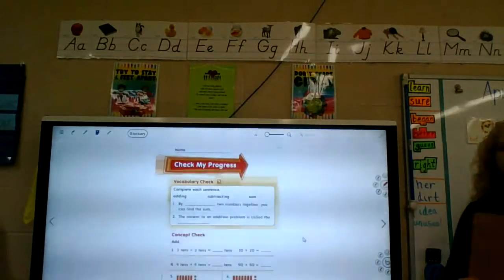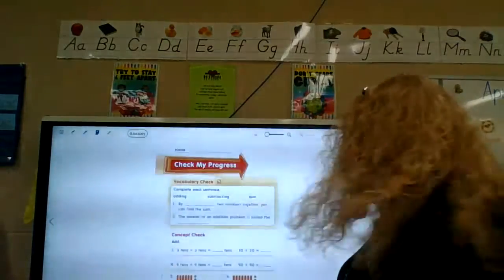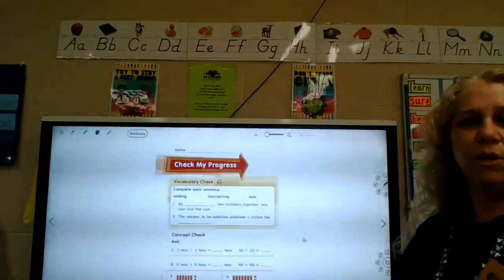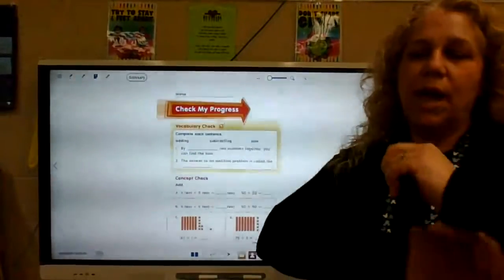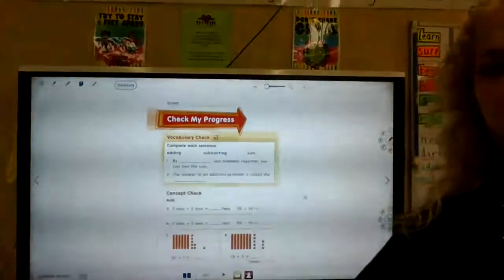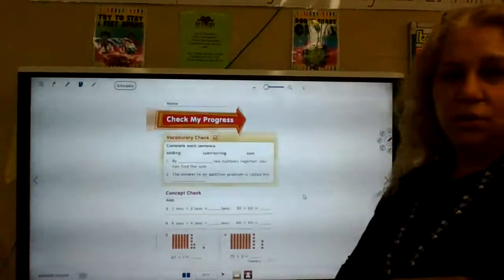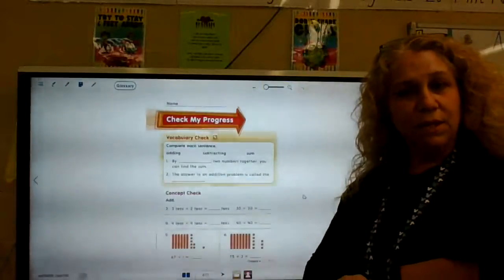All right, so today we're going to start with the one that's called Check My Progress, and it's page 477 in your book. I'm going to talk through the directions, but you have to do it on your own and send it to your teacher, because we look at these to see if you're learning all the things that we need to learn.